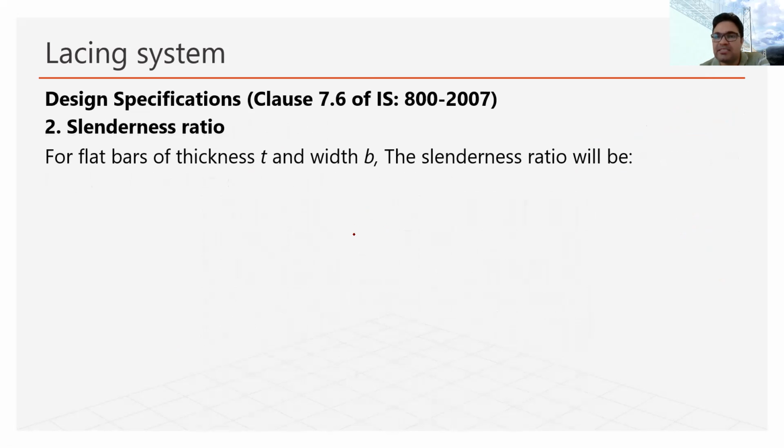So in the lacing system, as I said, generally we use flat bars. So flat bars have thickness and width. So lacing bars are basically the flats, and they look like this. And this one is called the B value, and this one is called the T value, which is the thickness of the lacing bar, and B is the width of the lacing bar.